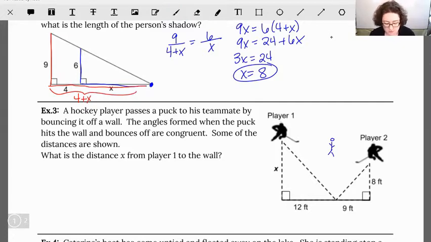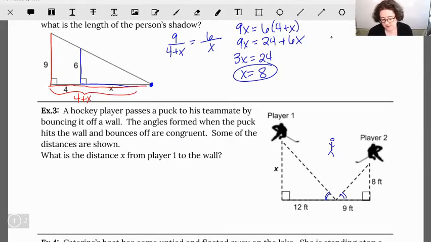Okay, the angles formed when the puck hits the wall and bounces off are congruent. So these two angles down here are congruent. So is that enough to show that we have similar triangles? Well, yeah, don't forget we have that angle-angle rule. And as long as two angles are congruent, then we know that the triangles are similar. So we can keep going with our similar triangles rules.